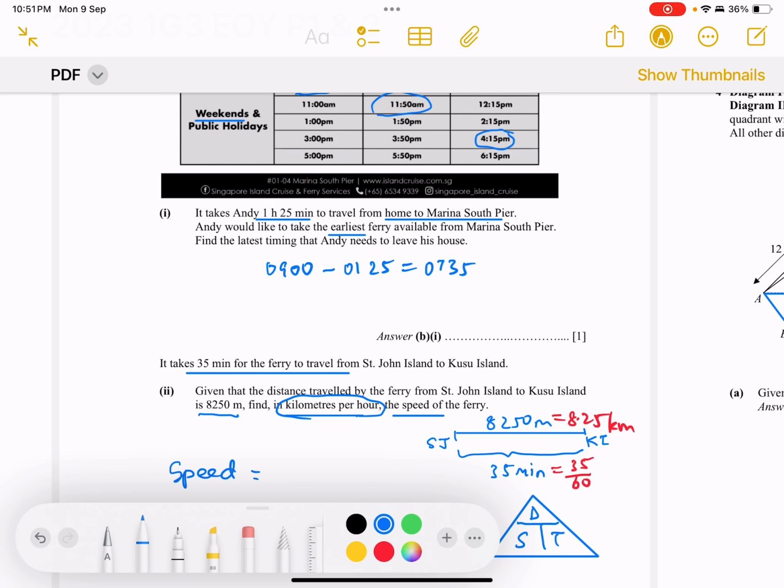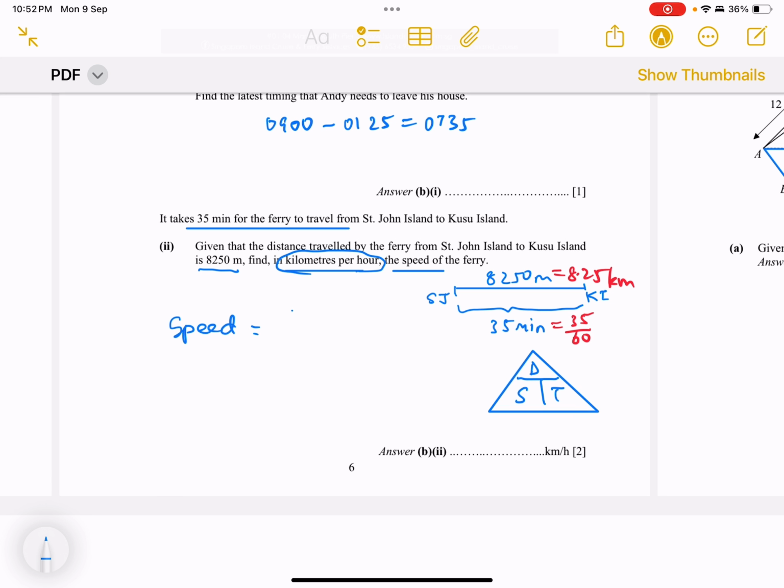Then the speed is, again we look at the triangle, speed is distance over time. So distance over the time. Right, over means divide by the time. So you need to invert it and then calculate, or you can use your calculator, and it is 14.17 kilometers per hour.